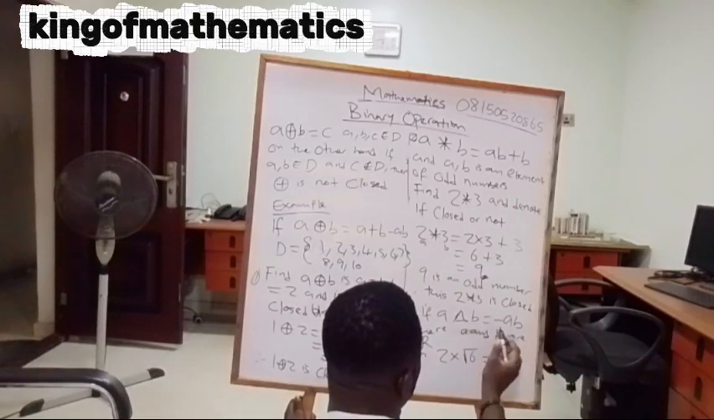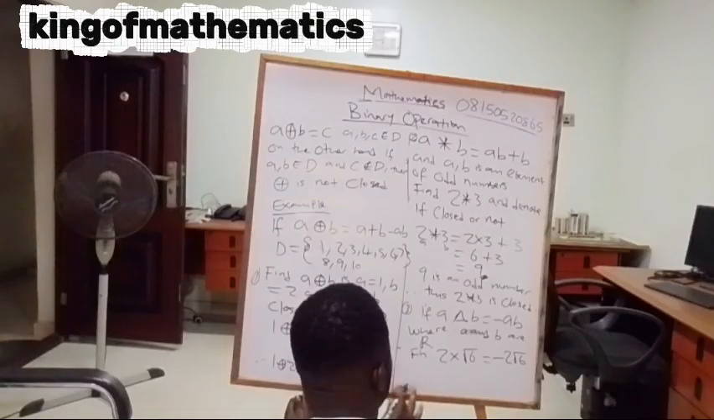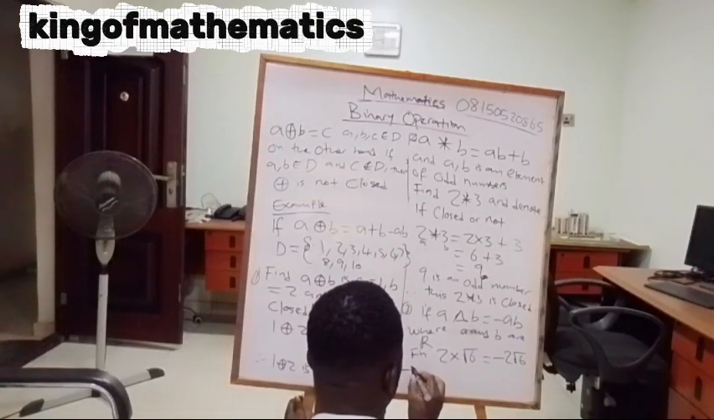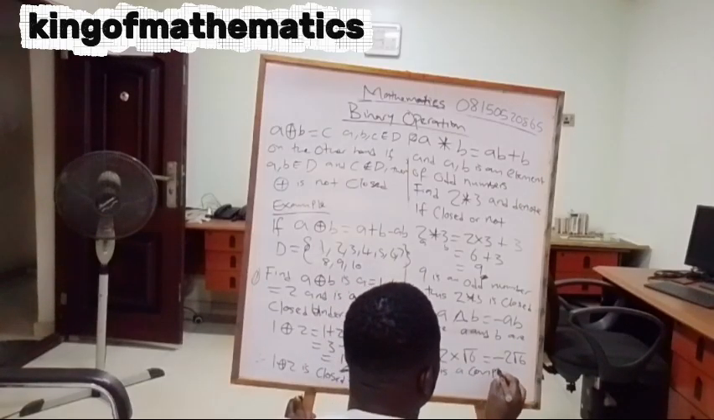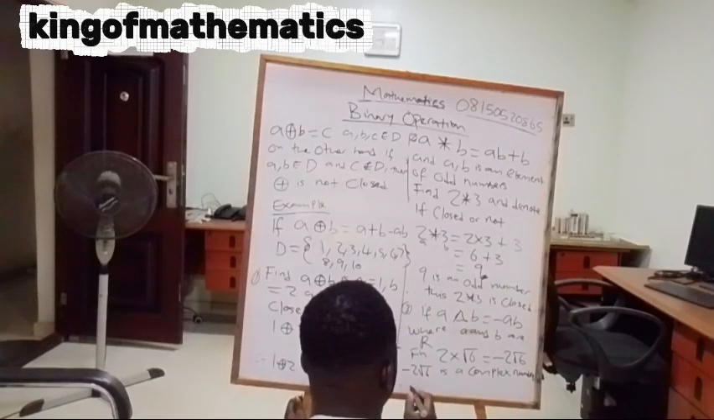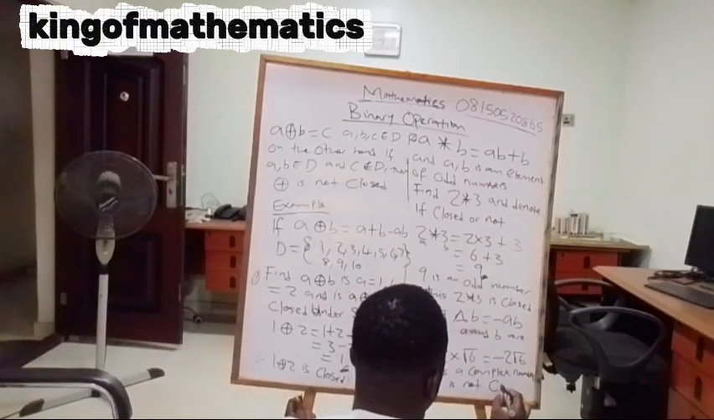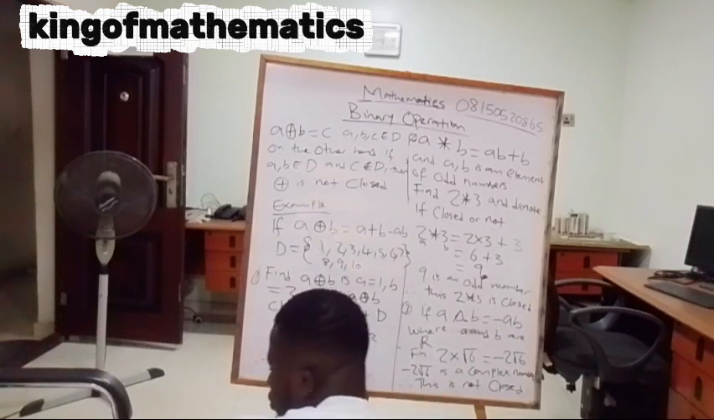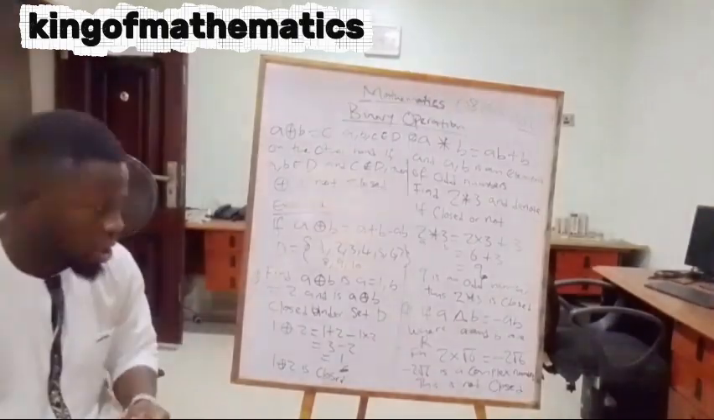If you find 2 operation root 6 following minus root AB, that will give you minus 2 root 6. If you check, minus 2 root 6 is not a real number. So this minus 2 root 6 is a complex number. Therefore, this is not closed. So you can see that. So in this scenario, we notice that this is not closed.